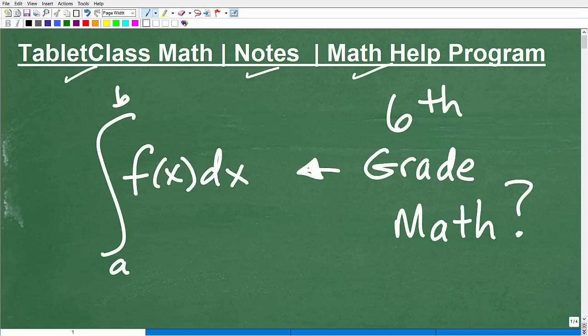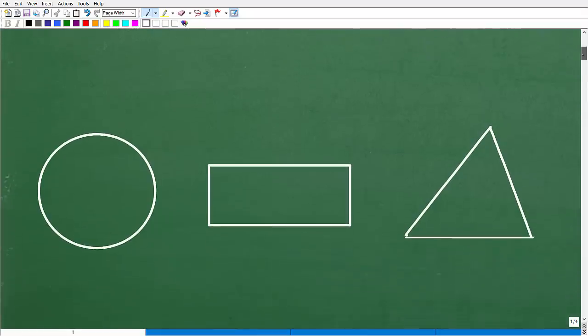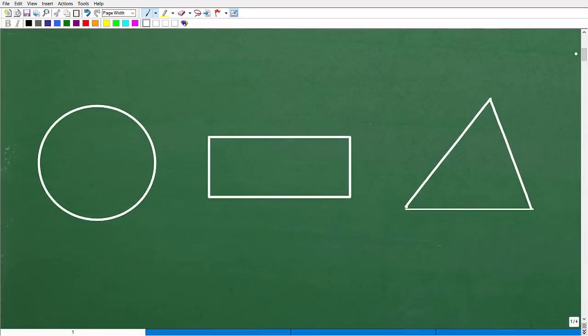Okay, so with that being said, let's go ahead and get to this topic of calculus and demystify it. All right, so let's start here. I've got some shapes: a circle, a rectangle, and a triangle. Let's find the area. How can I find the area of these shapes? By the sixth grade, all sixth graders, and probably even earlier, could certainly understand the concept of the area of a figure.